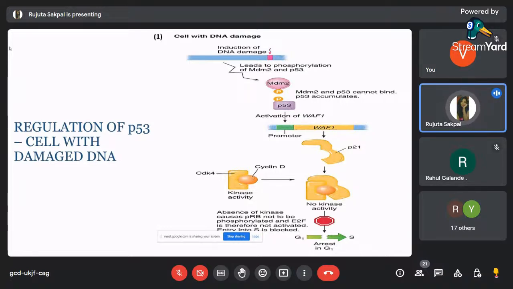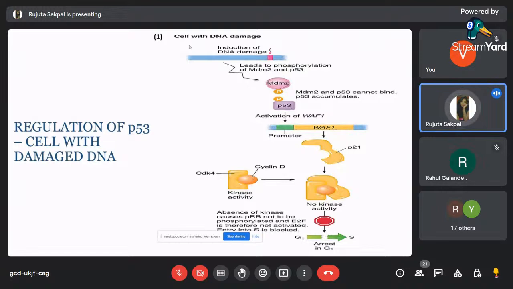Then P53 turns on the transcription of DNA repair genes. That is WAF1, which is the cyclin dependent kinase inhibitor 1. WAF1 encodes a 21 kilodalton protein known as P21. It is also nothing but a CDK inhibitor. P21 binds to the G1 to S checkpoint CDK4-cyclin D complex and inhibits their kinase activity.